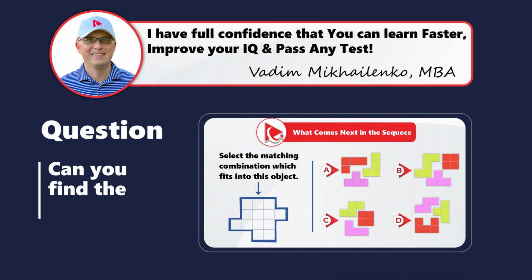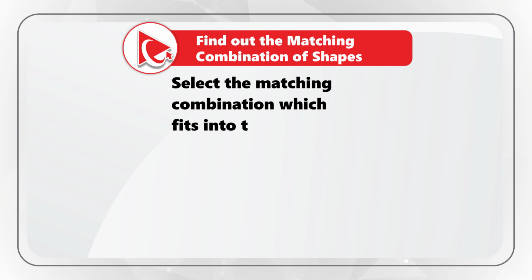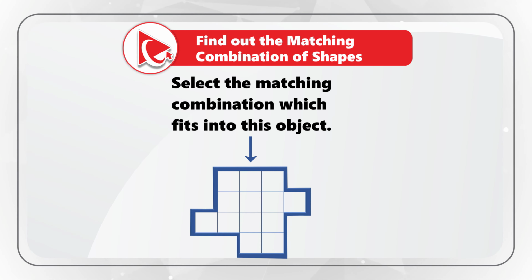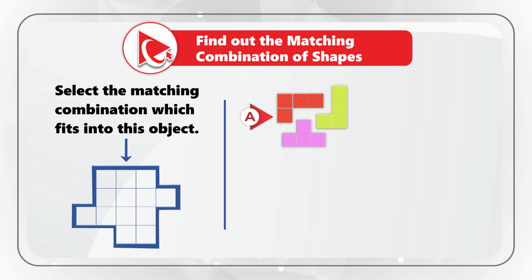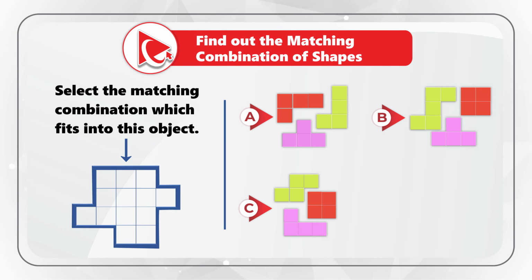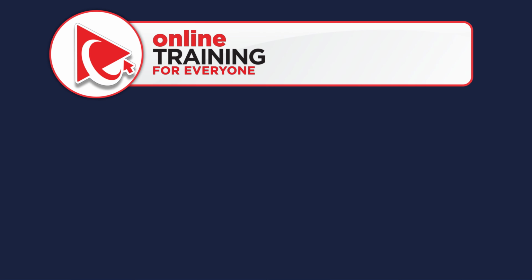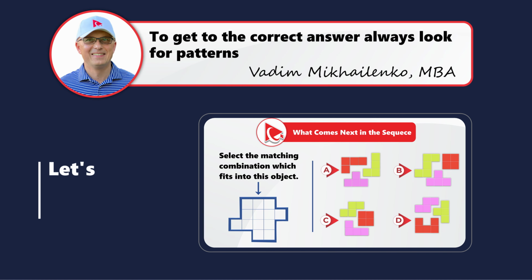Here's the phenomenal question to test your spatial reasoning skills. You need to select the matching combination which fits into this object, and you need to do the selection out of 4 possible choices. Choices A, B, C, and D. Take a close look, maybe pause this video to see if you can find the perfect combo. Are you ready? Let me share with you my version of the solution, and I'm also going to share some tips and tricks question designers used here to confuse you.